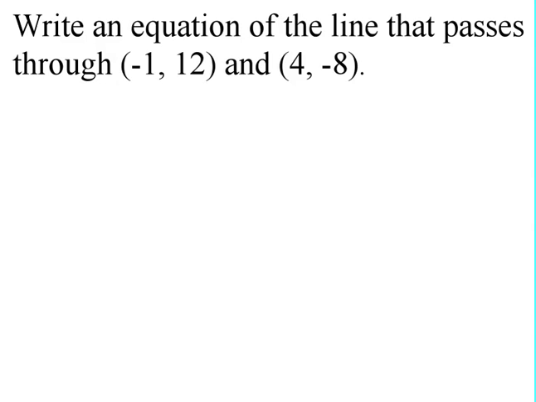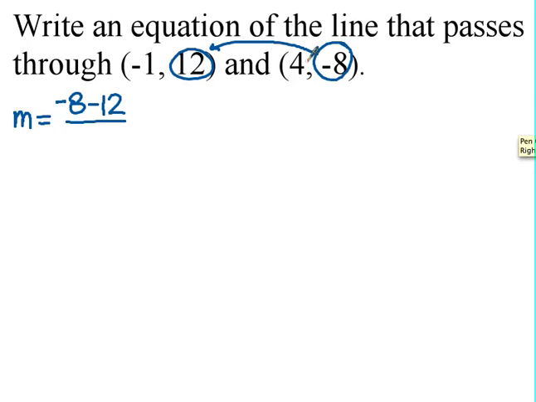Okay, write an equation of the line that passes through negative 1, 12, and 4, negative 8. So negative 1, 12, and 4, negative 8. Now we have to be careful here because anytime you have a negative sign, it seems like whenever we find the slope, we always have trouble with that. So I'm going to take negative 8 minus what number? 12. Good. So negative 8 minus 12 divided by what? 4 minus negative 1.